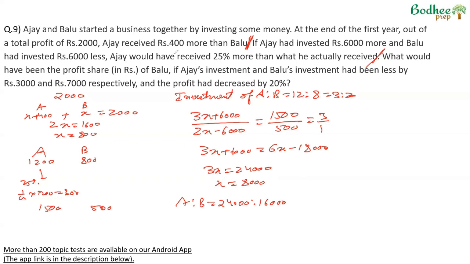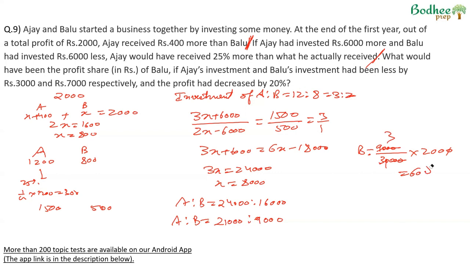What would have been the profit of Balu if Ajay's investment and Balu's investment had been less by 3,000 and 7,000? Ajay and Balu, if we reduce Ajay's investment by 3,000, becomes 21,000. This is the original investment. Decrease Balu's by 7,000, it will become 9,000. 16,000 minus 7,000. What would be Balu's share? So Balu's share here will simply be 9,000 upon 21 plus 9, 30,000, into the profit, which is 2,000. Zeros cancel, 3 threes are 9. And therefore 600 rupees. Oh, sorry.